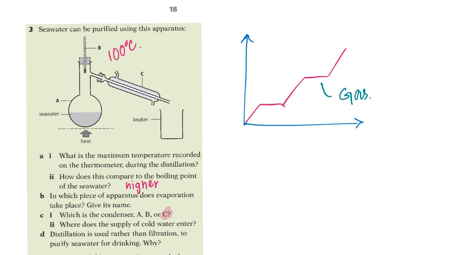Where does the supply of cold water enter? From the bottom. Now why from the bottom is a good question. Why don't you guys think about it and pause the video. It enters from the bottom because if you allow it to enter from the top, it's not going to fill the entire thing as neatly. It's just going to spill right out, so it might not even touch this pipe on the inside. It might just flow here and there. So what you could do is start using a lot of cold water.